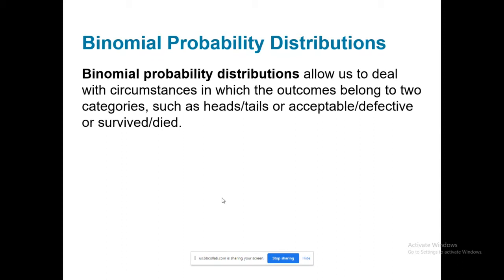You can also have binomial probabilities that determine male or female. Specifically, there would have to be two outcomes and only two outcomes. So in the word binomial, notice that the prefix bi is two. All right, so we're dealing with two outcomes.